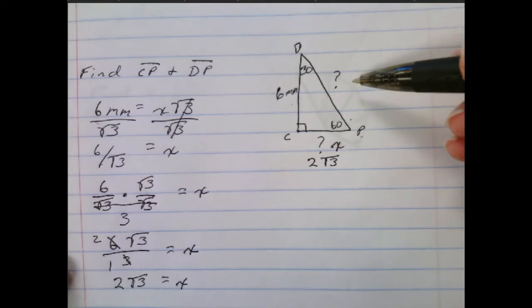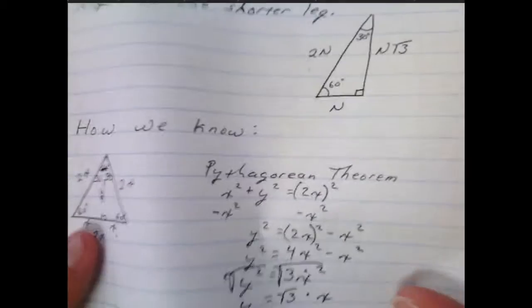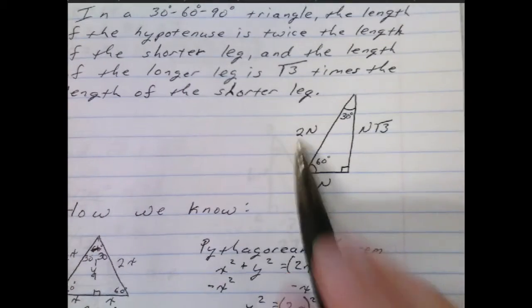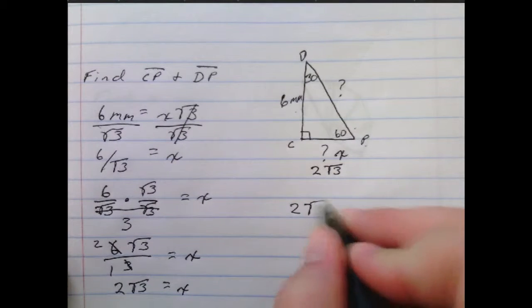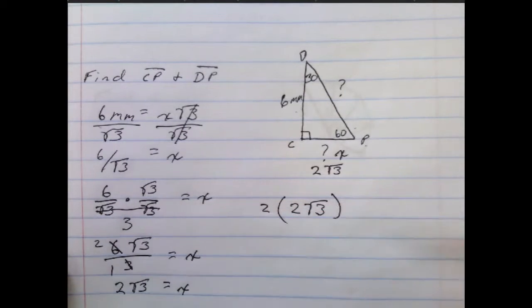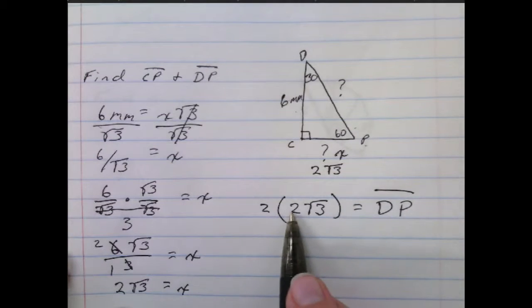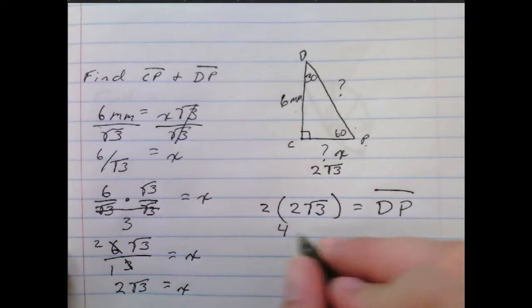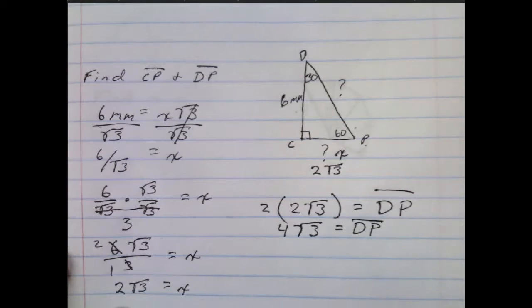So then we still have to find our DP. And we know from our theorem that our hypotenuse is twice the shorter side. So we're going to use that over here. So we're going to be taking our shorter side, which is 2 square root of 3 times 2 will give us DP. 2 times 2 times square root of 3, we end up with 4 square root of 3 equals DP. Okay, I'm going to go ahead and put down here this one was CP.